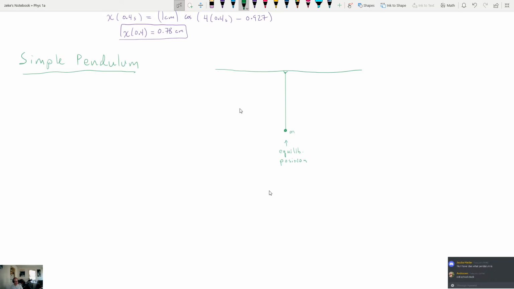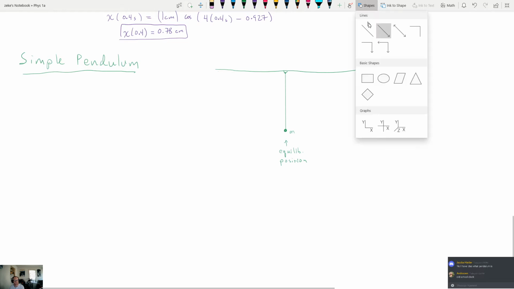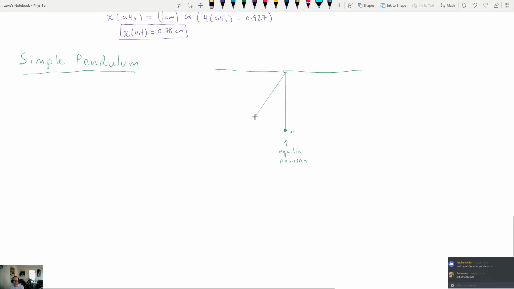A metronome is kind of similar, but it's kind of upside down. Just a ball and a string. What we're going to do is displace it a little bit and watch as it vibrates back and forth like this. That's pretty much it. So if we take this object and we displace it slightly from equilibrium so that it's hanging, let's say, right here.